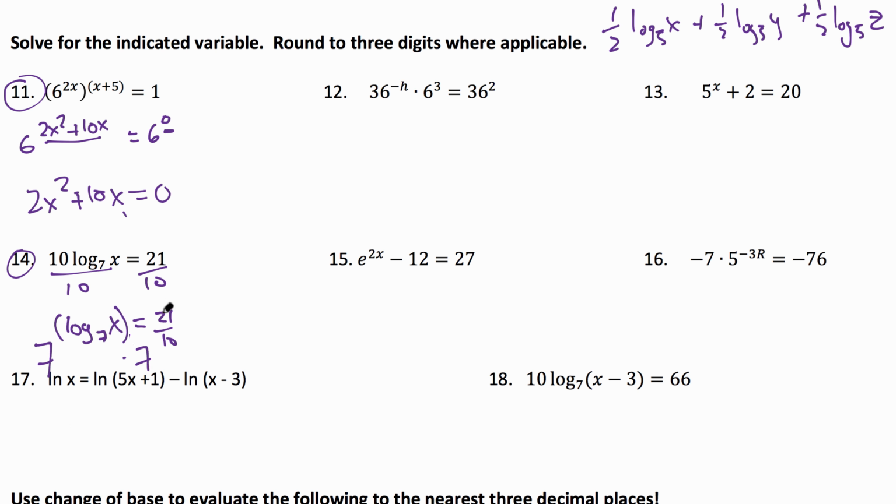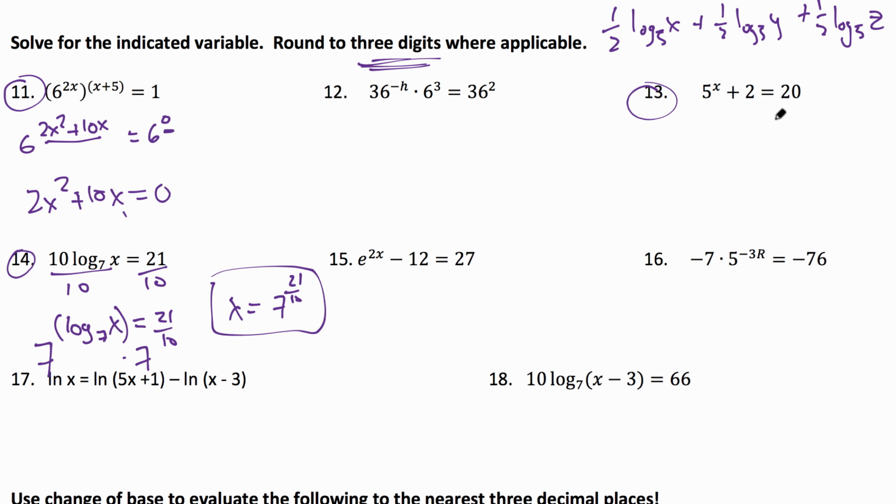So you raise 7 to this power, so x is going to equal, in this case, 7 to the 21/10. How do you say that? I don't even know how to say that. That's crazy. Figure that out and round to 3 digits where applicable. So right here, that would be one case where you round it to 3 digits. All right, let's look at number 13.